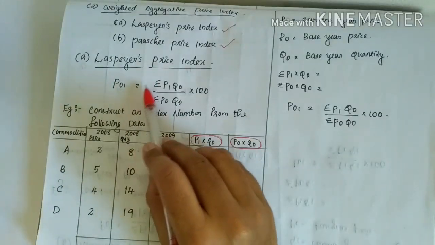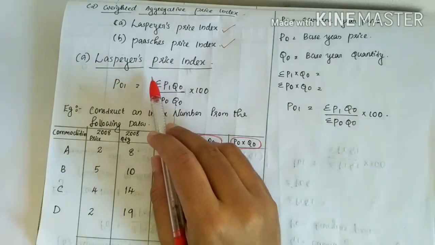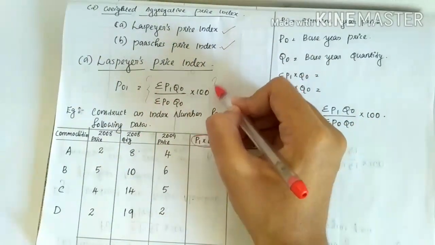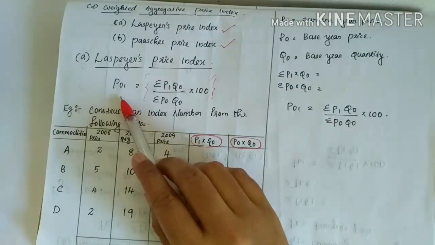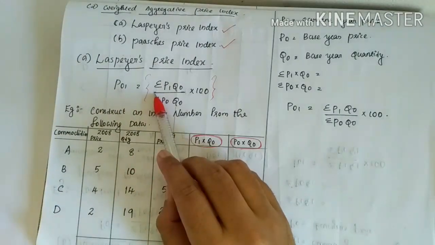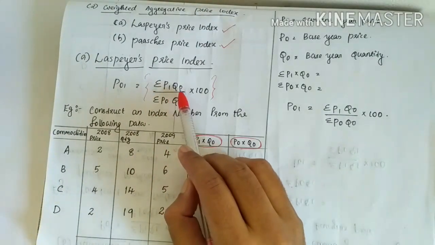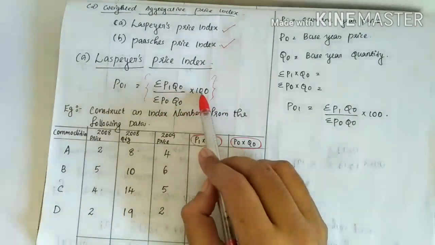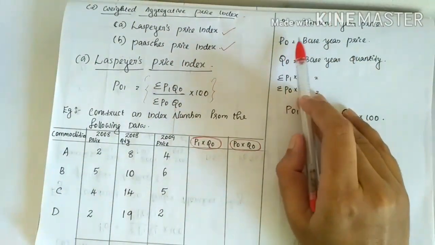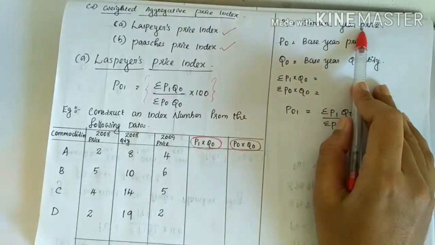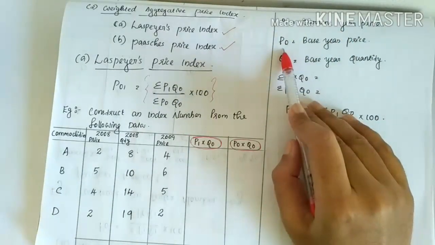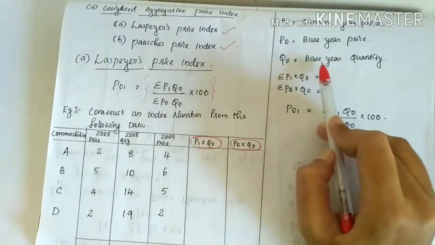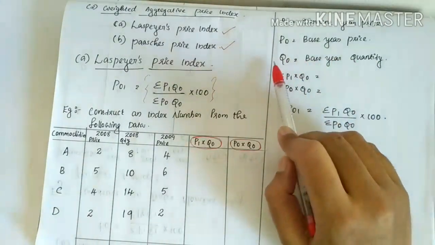In the case of the Laspeyres' price index method, the following equation is used to calculate the price index of the commodity, that is P01 is equal to sigma P1 into Q0 divided by sigma P0 into Q0 into 100. Here P1 is the current year price, P0 is the base year price and Q0 is the base year quantity.